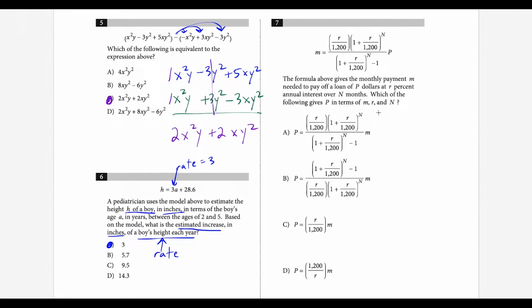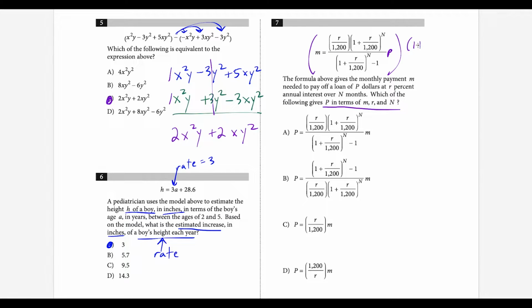Question 7 is all algebra skills, and basically we're taking this equation here and we want to solve for P in terms of M, R, and capital N. So we're solving for this variable here. We want to solve for P. What we're going to do is multiply both sides by the reciprocal of the stuff in front of P. We want this stuff to cancel out and move to the other side.